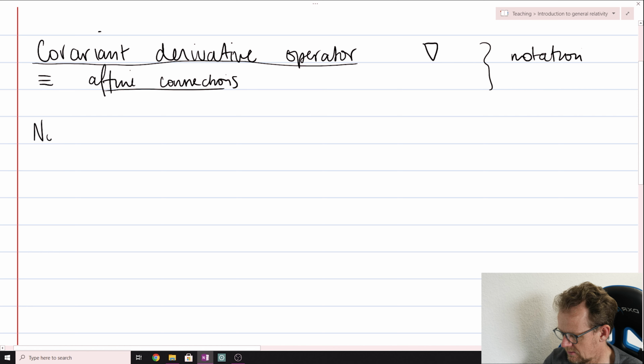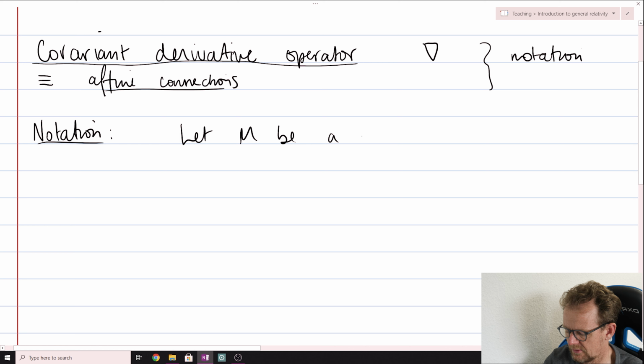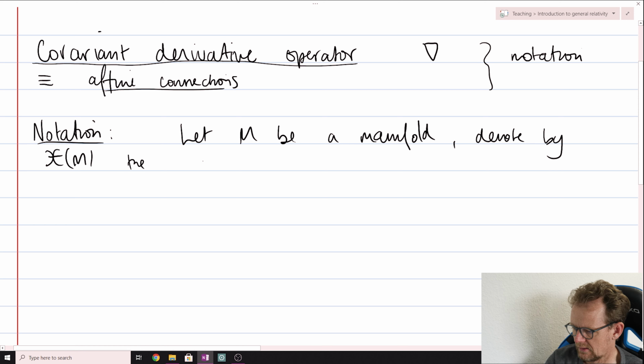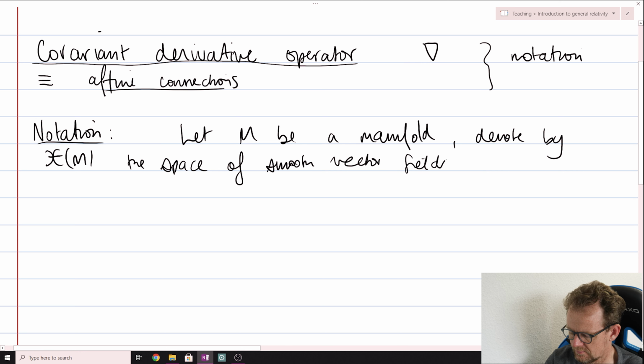Now, some further notation. I'll probably use it here and there. You may as well get used to it. So let M be a manifold, and then we're going to denote by X(M) the space of smooth vector fields on M.